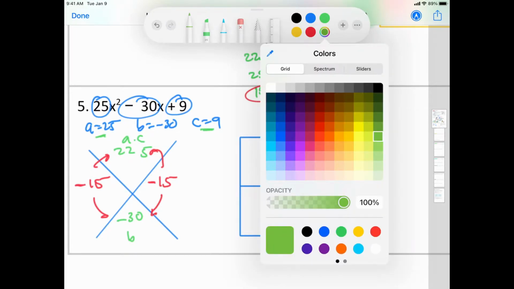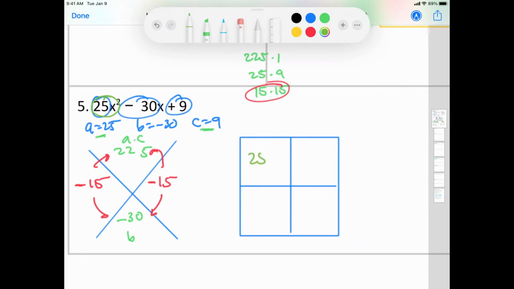Okay, so that means my a value always goes in the top left. Always. My b term is now split between these two, right? Negative 15x and negative 15x. Basically, for those who are more advanced or know how this works, this is actually factoring by grouping, the box method. Factoring by grouping. And this last one here always goes on the bottom.